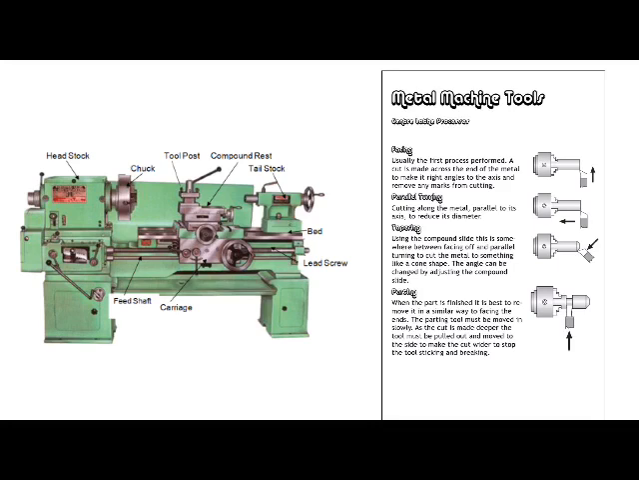There are a number of processes that can be completed on a metalworking lathe. Some of these processes include facing off, parallel turning, taper turning, parting off, drilling, and knurling.